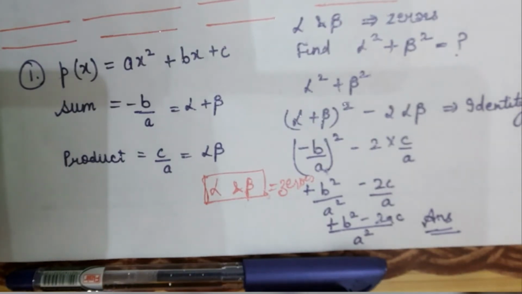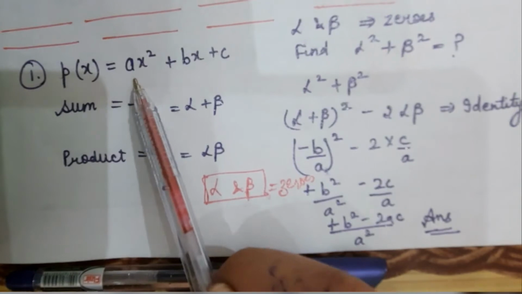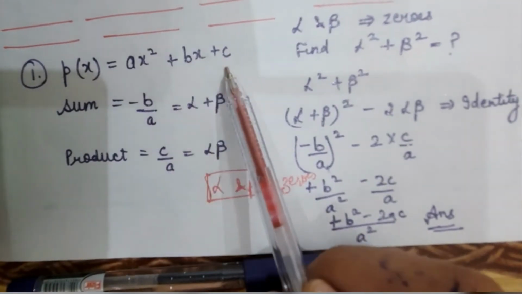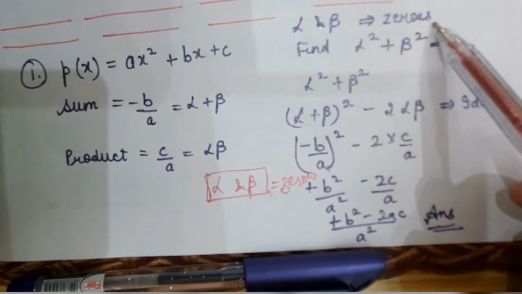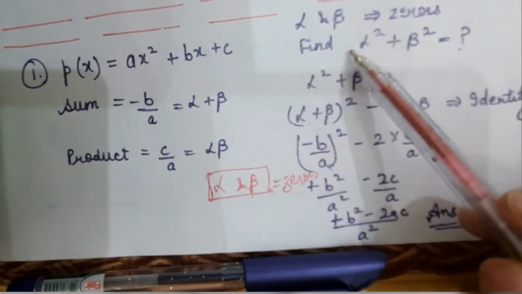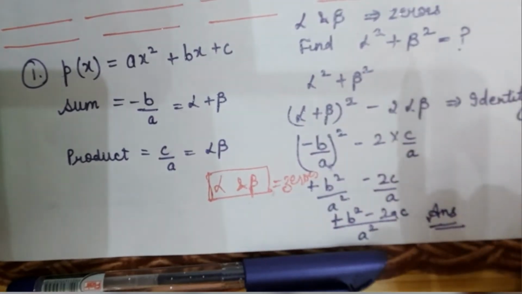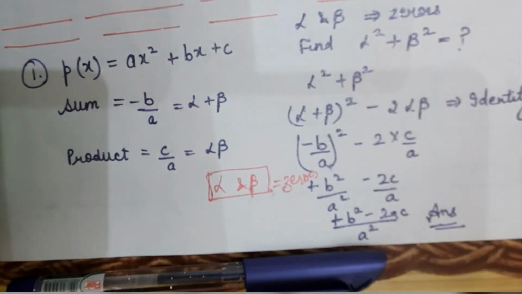The first one is a polynomial p(x) given to you, ax square plus bx plus c, which is the standard form, and alpha and beta are the zeros of this polynomial, and you have to find alpha square plus beta square. Now the sum, alpha plus beta, equals minus b by a, and the product is c by a.